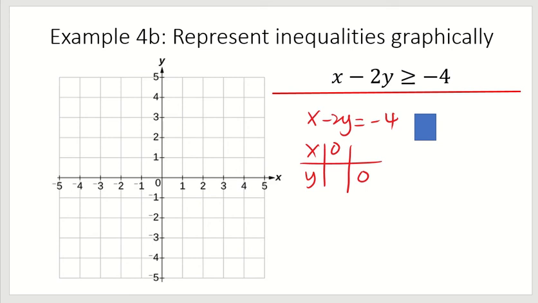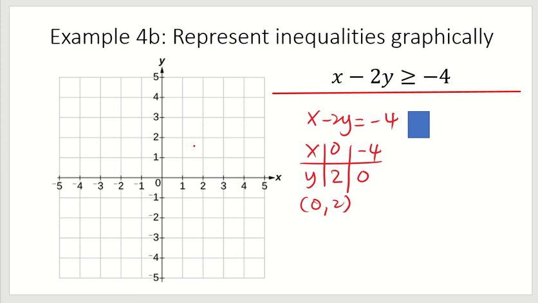Okay, the first, x equal to 0. So y equal to what? y equal to negative 4 over negative 2. So y equal to 2. Then another one. When y equal to 0, x equal to what? x equal to negative 4. It's very easy, right? You just cover it with your finger. So you get two coordinates.